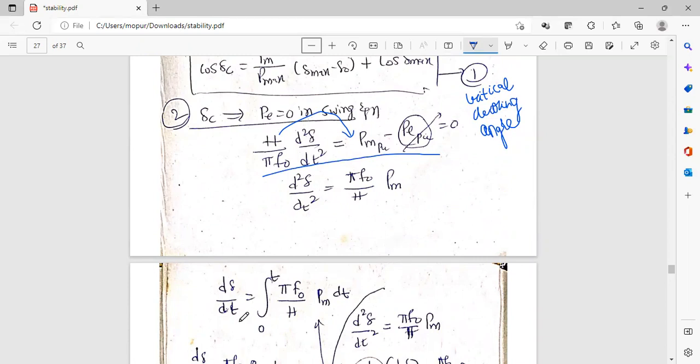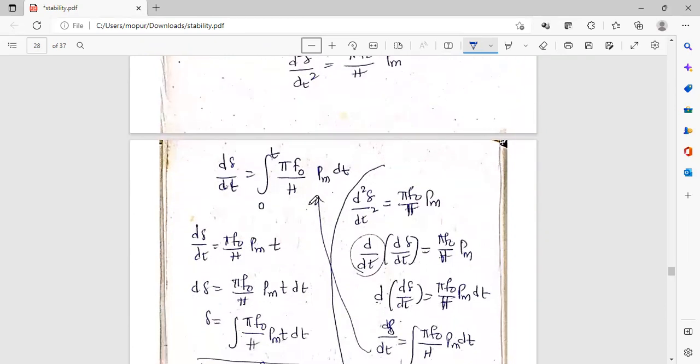Now, from this, I am integrating d square delta by dt square. If I send one differentiation to the other side, it will become an integration. So I am integrating it. What I will get? If I send to the other side, it will be integrated. This dt is becoming t. Now, from this, d delta by dt is equal to pi f naught by H Pm t.